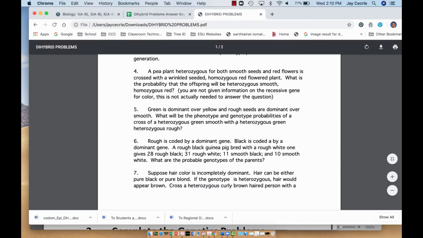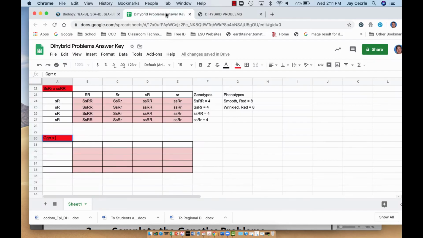And then this one says, what will be the phenotype, heterozygous green. So it'll look the same, heterozygous rough. So that's going to be big G, big R, little r. Okay, and that's the cross.